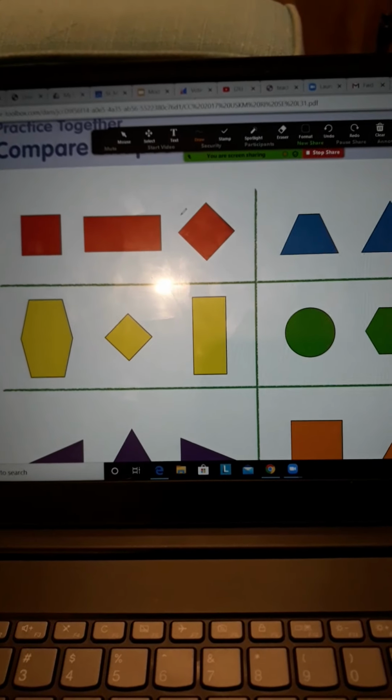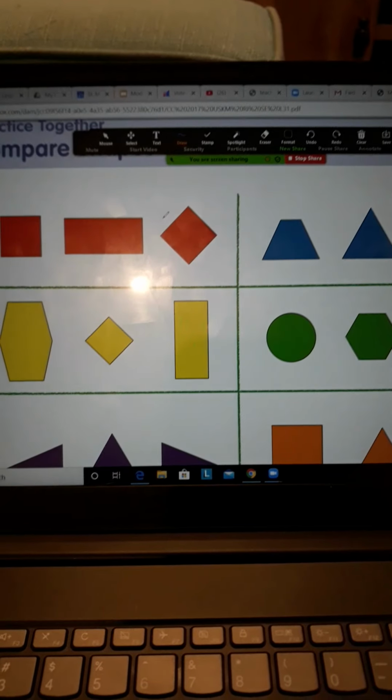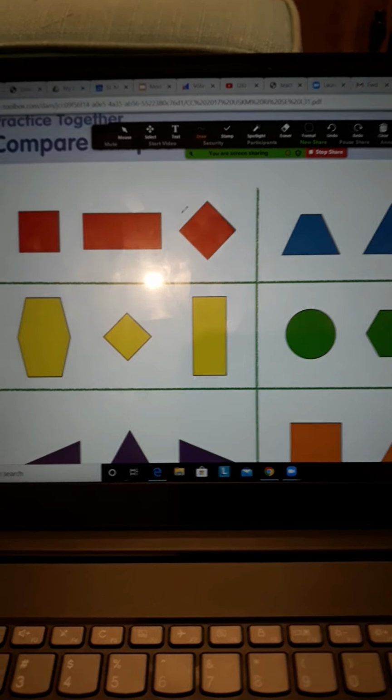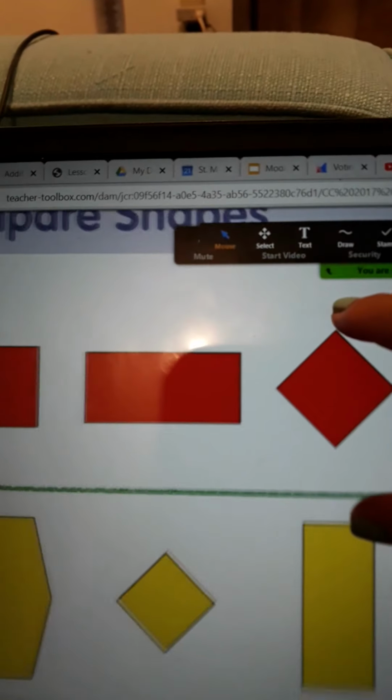Hi, boys and girls. So, for this particular activity, we're going to be comparing. We've got to see which ones are alike. That's what we're going to focus on. So, I'd like us to focus on this particular one right here. Let's start off with counting the corners of the different shapes and then see if we can find similarities by just looking at them.